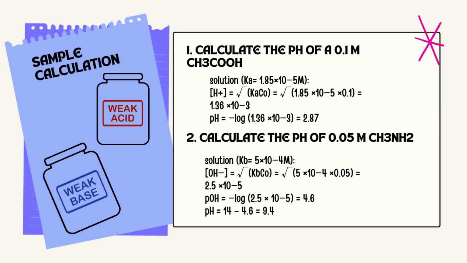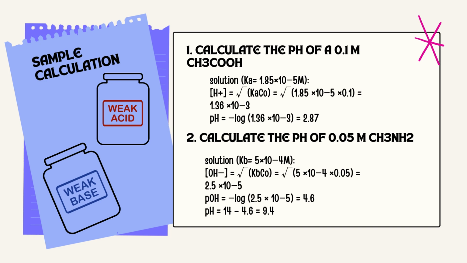Now, let's calculate pH for weak acid and weak base. First, 0.1 M CH3COOH, a weak acid. Using Ka equals 1.85 times 10^-5, we calculate [H+] as 1.36 times 10^-3. pH equals -log(1.36 times 10^-3) equals 2.87.